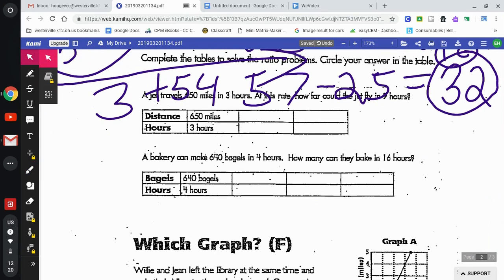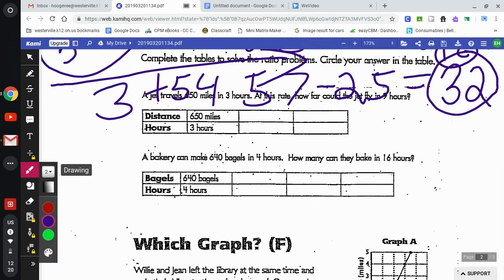Okay, so we have to complete the ratio tables. Again, they're going to be equivalent. They gave you 650 in 3 hours. We did give you extra boxes if you wanted to go. They did want us to know how far he'll fly in 9. So you could have put 9 here. You could have found 6 here. It doesn't matter. Or you could just solve for 9. That's what we're going to do today so we can move on.